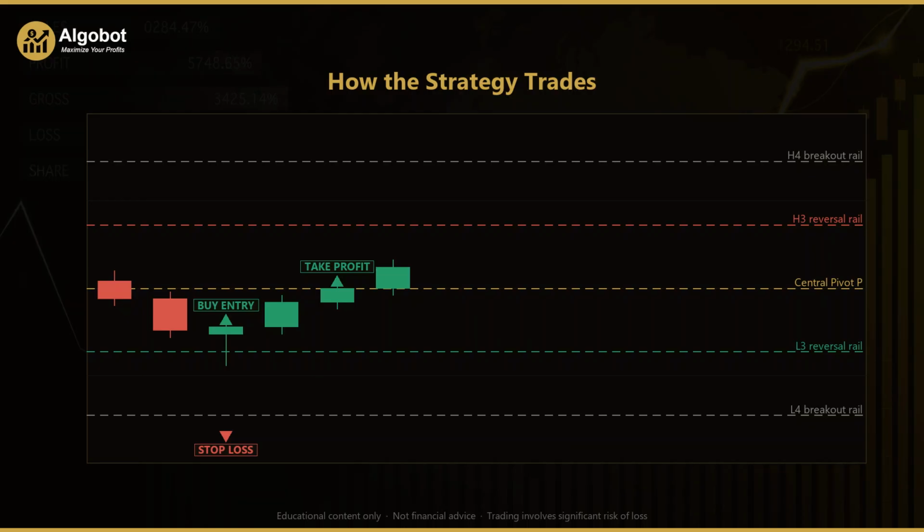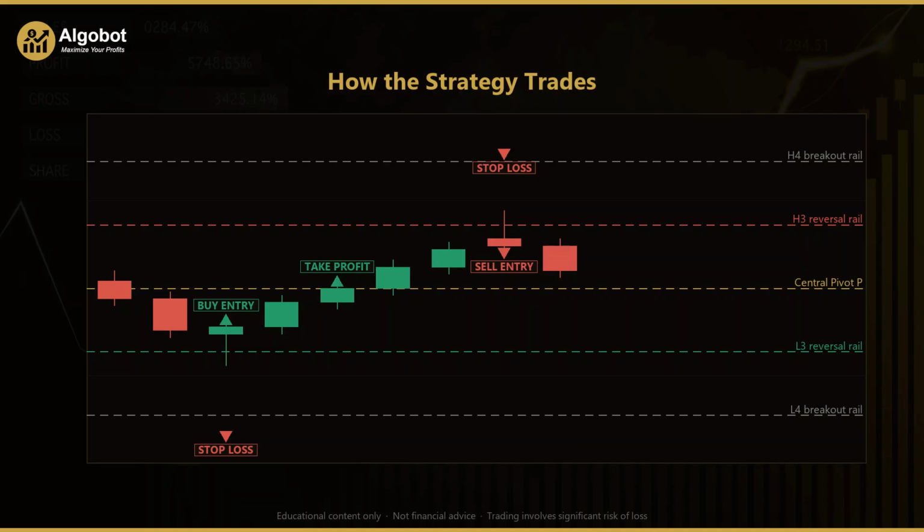Because the close is still comfortably below the central pivot and above the outer L4 rail, the setup is valid, and you can see the buy entry marker appear right at that candle. From there, the stop loss sits just below the L4 rail, cushioned by the average true range buffer, while the take profit target is the central pivot P above. Before committing, the strategy compares those two distances, the reward to the target versus the risk to the stop, and only proceeds because the ratio clears the minimum you set.